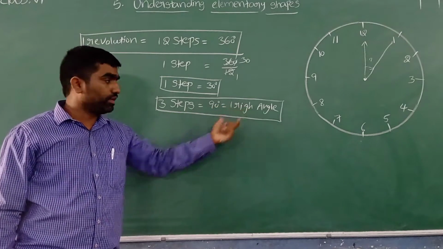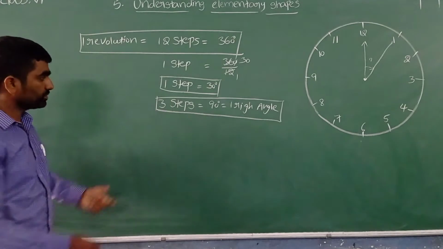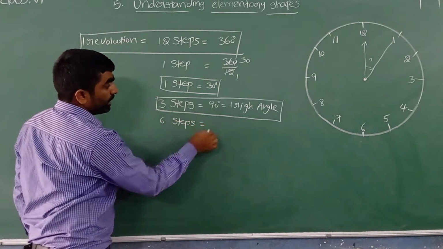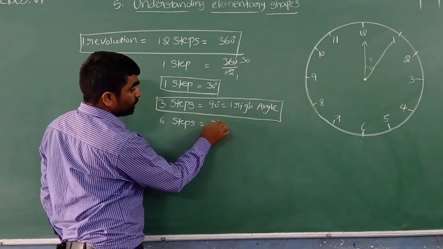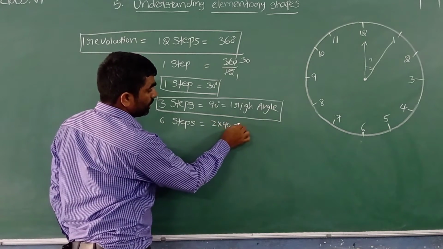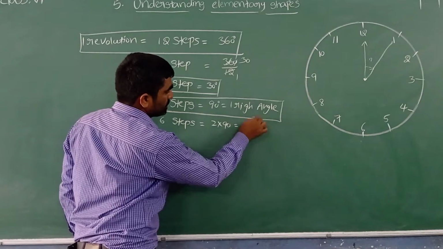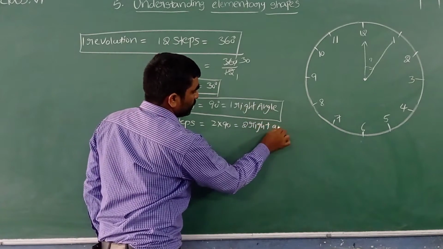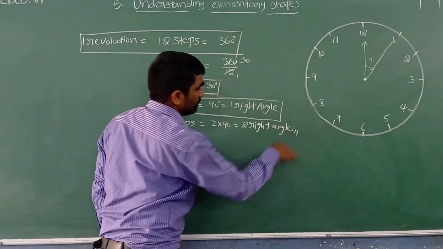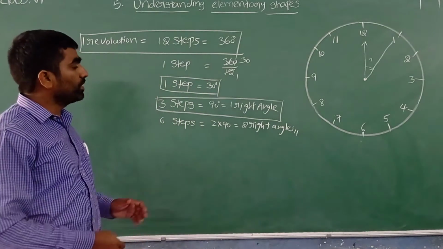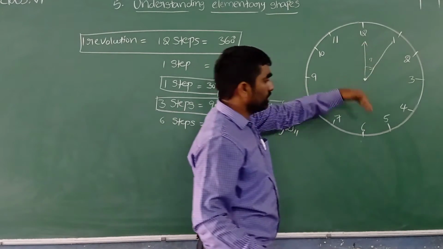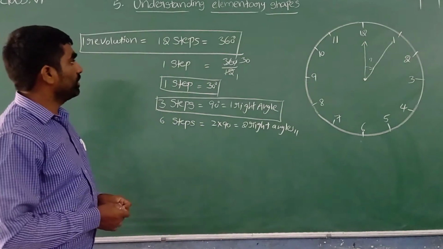Suppose it is 6 steps. Let me write here, 6 steps. 6 steps means how many right angles can you see there? We can see 2 into 90, which is equal to 2 right angles. Yes, this is how we find how many right angles we cover if we turn from 12 to 3 or 12 to 6. We can find it easily.